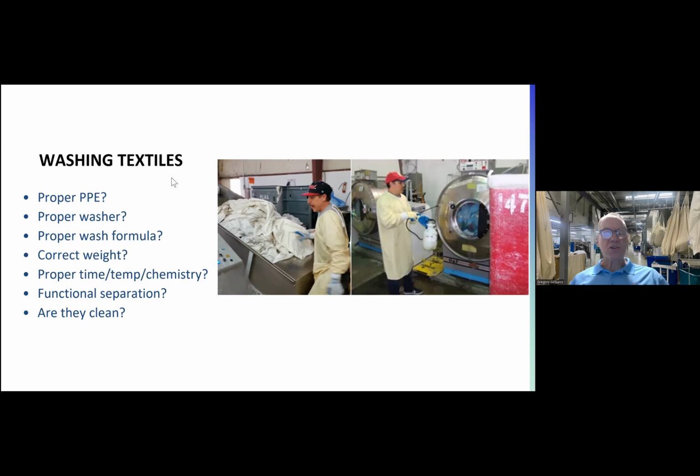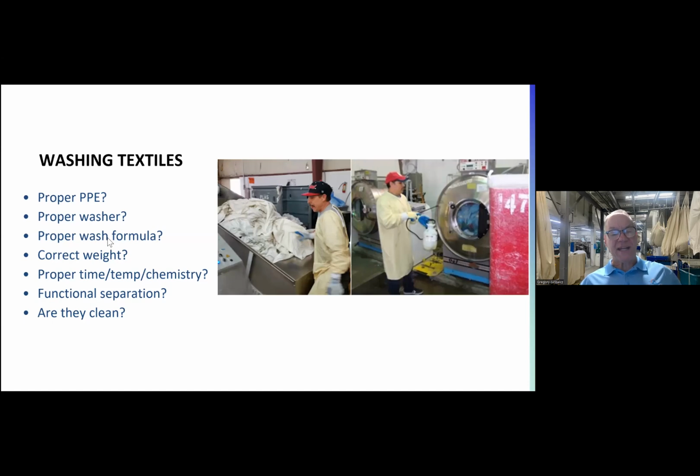So what are some things we want to look at? These people are handling soiled textiles, so we want to make sure they're wearing proper PPE and practicing proper hand hygiene. We want to make sure the right textiles are washed in the right washer. For example, if you have a really big continuous batch washer, you probably don't want to put in something really delicate like a cubicle curtain, because all kinds of bad things will happen. We also want to make sure the proper wash formula is used: light soil formulas for light soil, heavy soil formulas for heavy soil, and specialty ones for specialty. Very important.